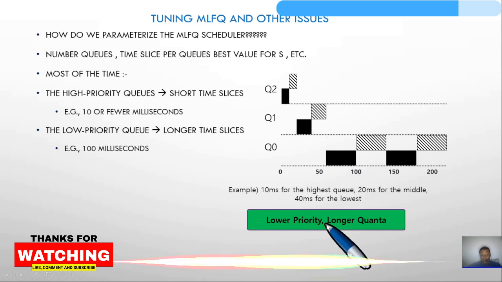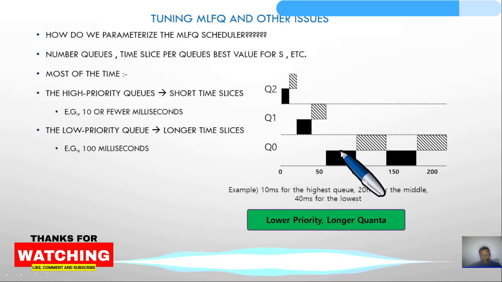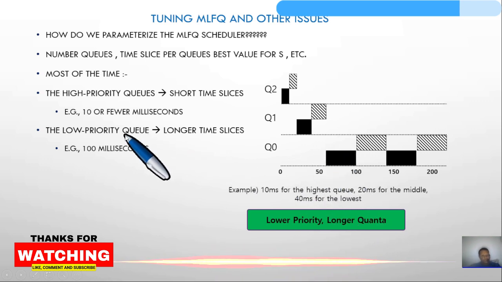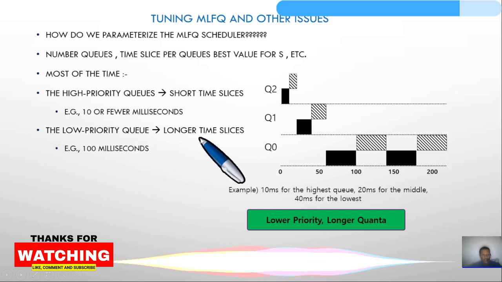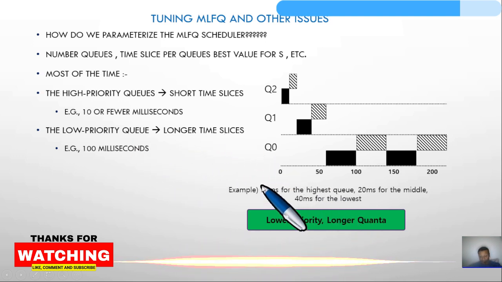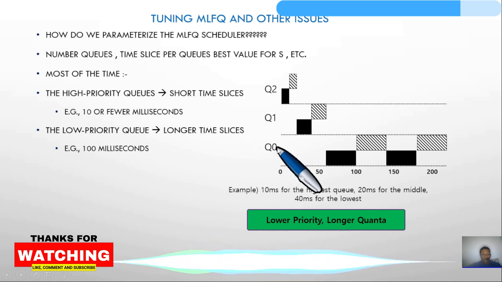For example, 10 milliseconds for the higher queue, 20 milliseconds for the middle, and 40 milliseconds for the low. So low priority jobs need longer time, and in that way, longer time slices will be given. So this will give you an idea.